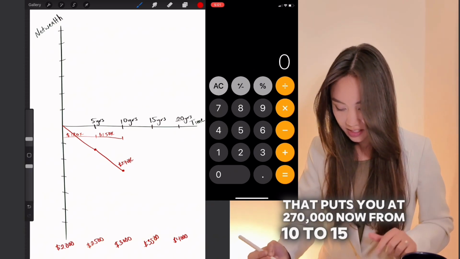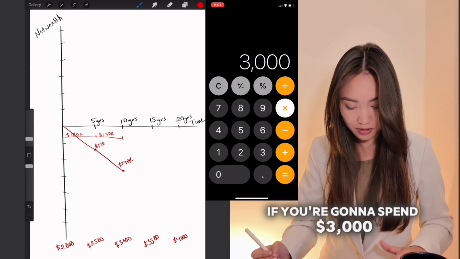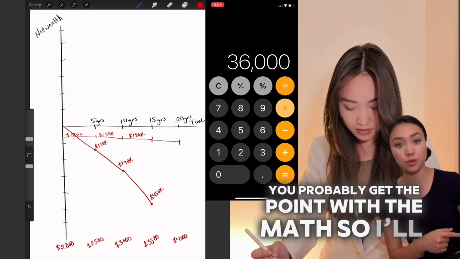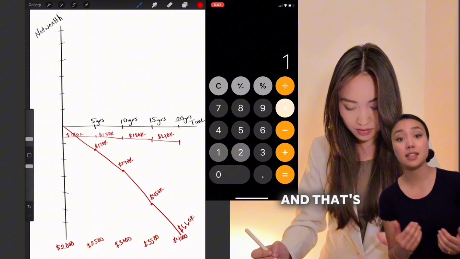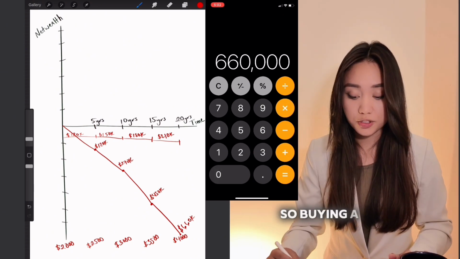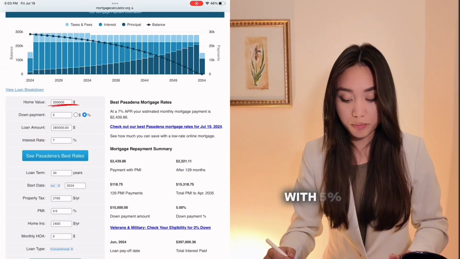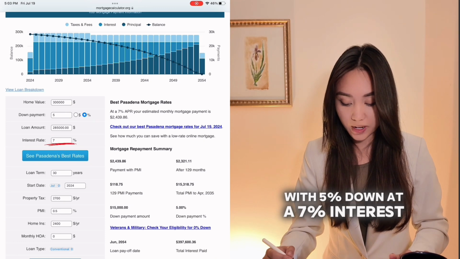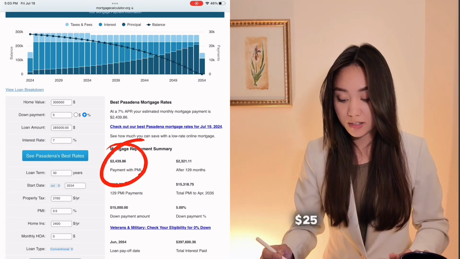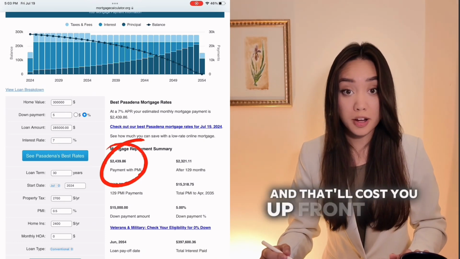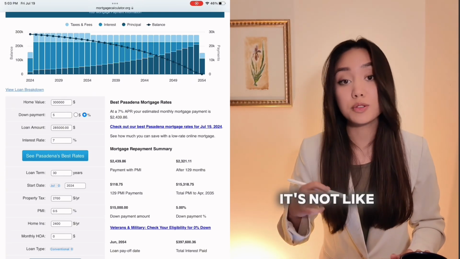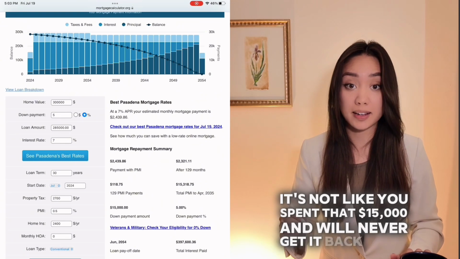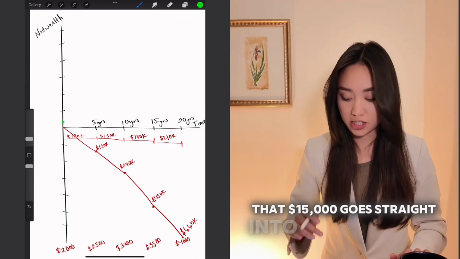Now from 10 to 15 years, if you're going to spend $3,000, you probably get the point with the math, so I'll zoom through it, but essentially you end up spending $660,000 over 20 years, and that's if you stay in a studio apartment. So buying a studio condo for $300,000 with 5% down at a 7% interest rate is going to give you about $2,500 per month. And that'll cost you up front with your down payment about $15,000. However, it's not like you spent that $15,000 and will never get it back again. That $15,000 goes straight into your equity.